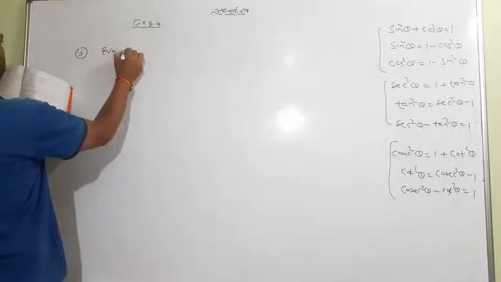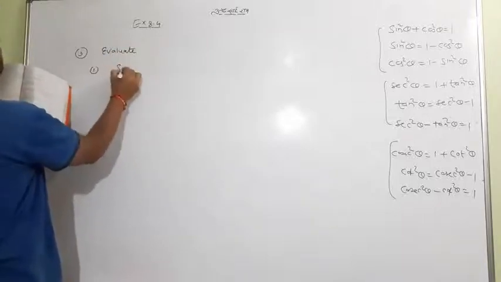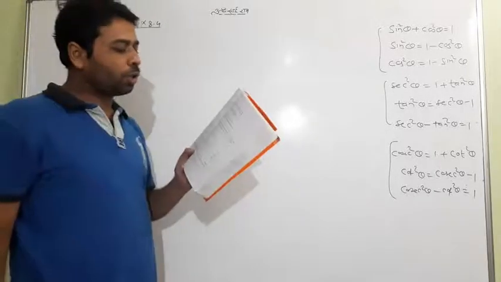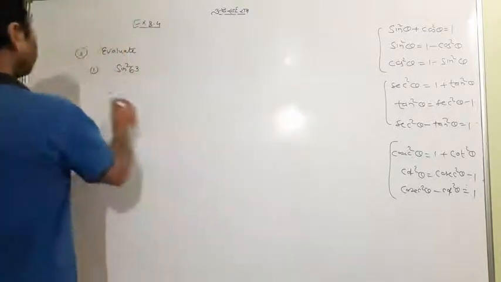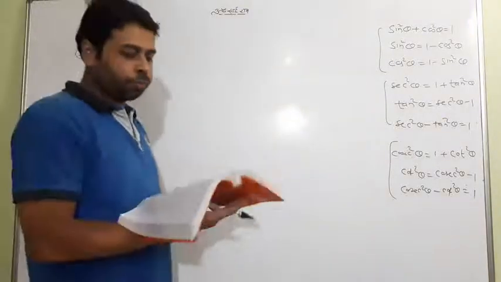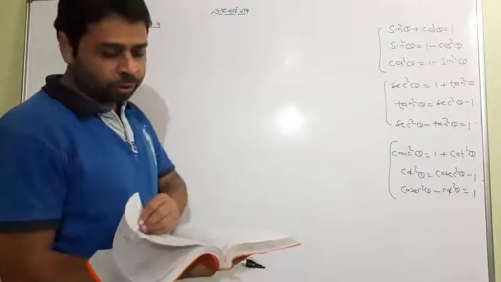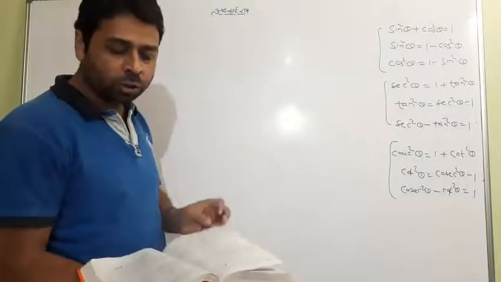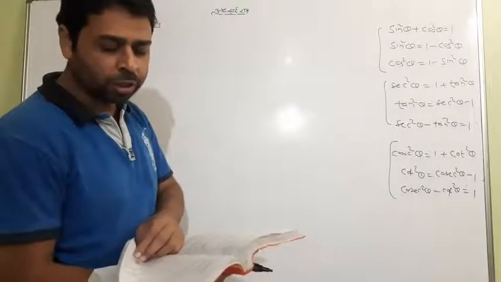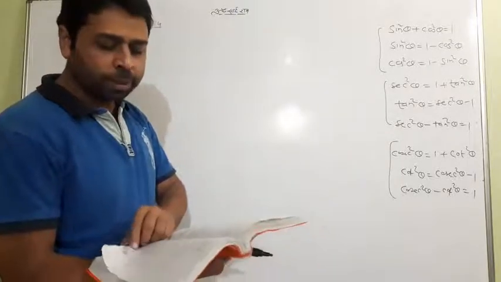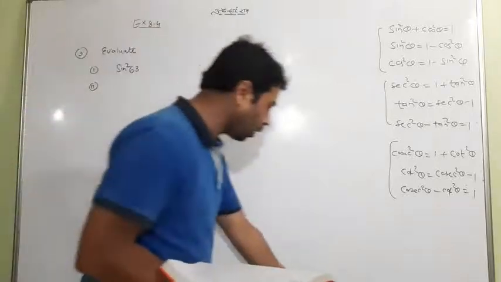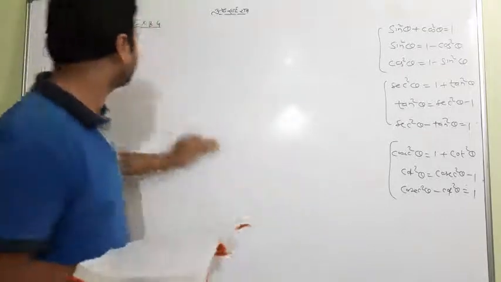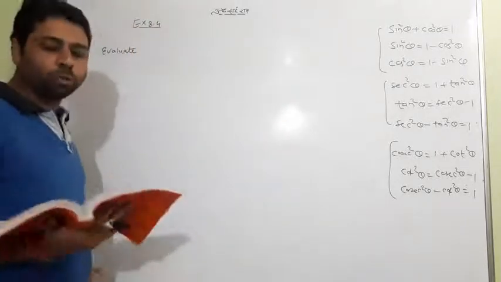Evaluate sine square 63. But sorry to say, parts 1 and 2 of question number 3 both depend on a concept which has been dropped and is actually not in your syllabus. It is trigonometric ratios of complementary angles, which is not in your syllabus, so we have to drop these two questions. We can't do this because we haven't studied the concept. So drop the third question. Just remember, and mark in your book also, to drop this question.